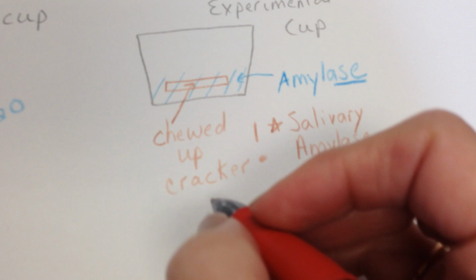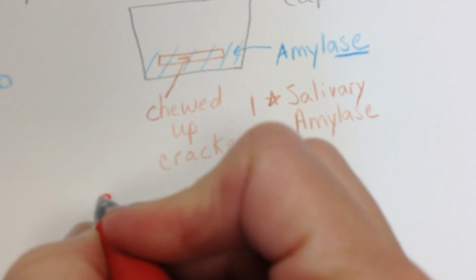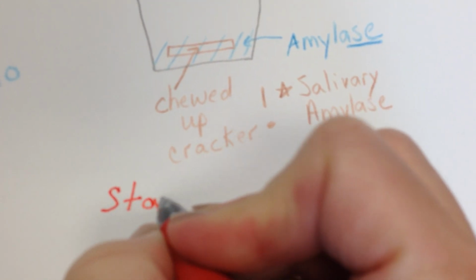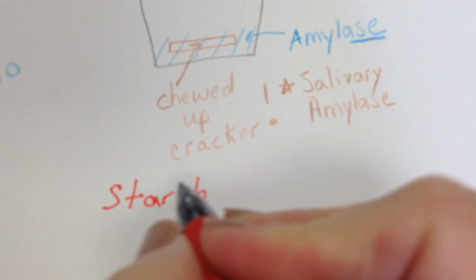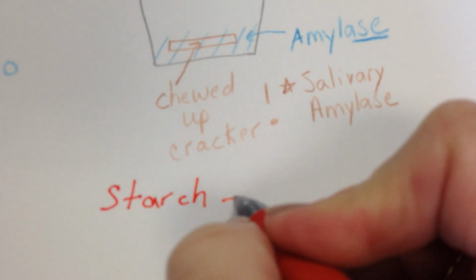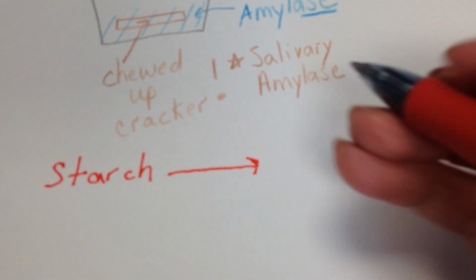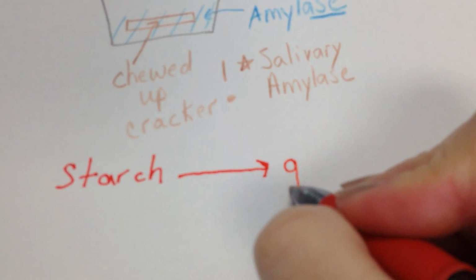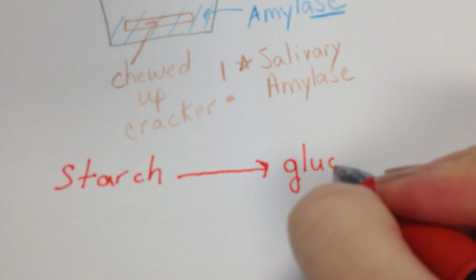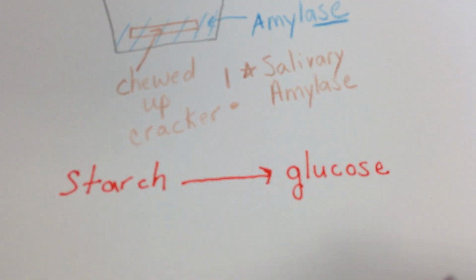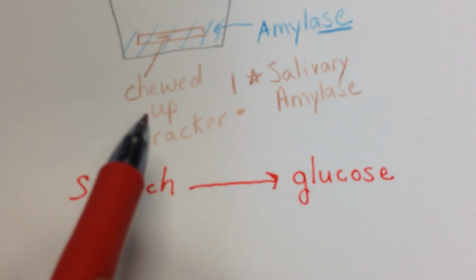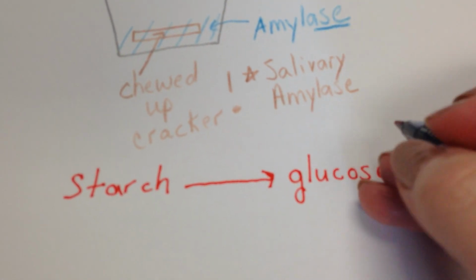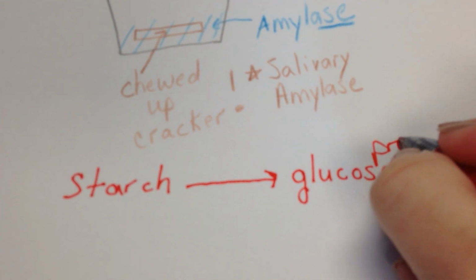So if this reaction takes place, what we're looking at is taking starch that's in the cracker and converting that ultimately to its subunits, glucose. So we are breaking the starch down. So again, remember that the starch is the cracker, glucose is going to be the product.